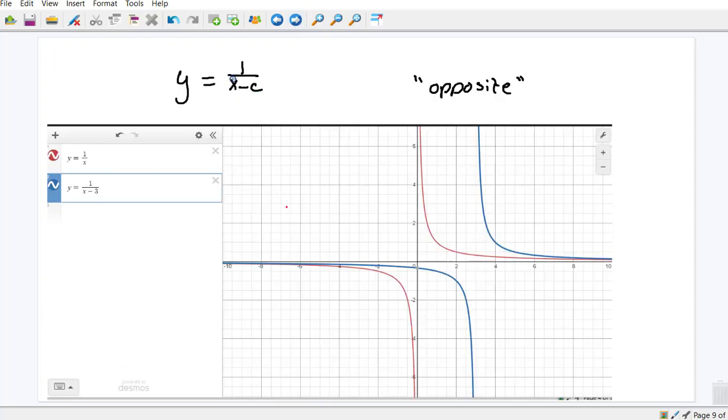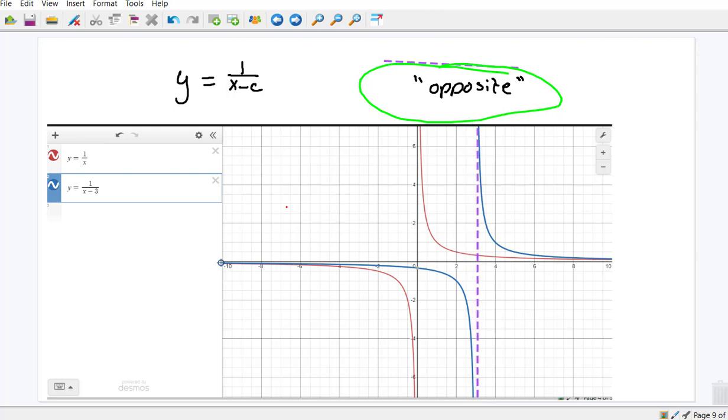So we're going to look at what happens when I add or subtract in the denominator. And remember, this behaves opposite. So we're going to go opposite whatever it is. So if we added 3, it'd move left. If I was subtracting 3, I'd move right. And so you can see that here on this graph, I've moved right 3 units because I subtracted 3.